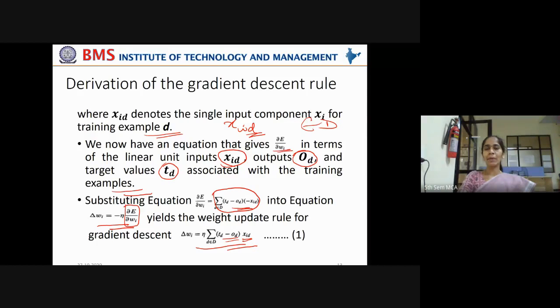This is almost the same as your perceptron training rule. Do you remember? Delta Wi is calculated as nu times (T minus O) times Xi, right? This is almost the same, but now we have learnt and understood how it is actually derived.